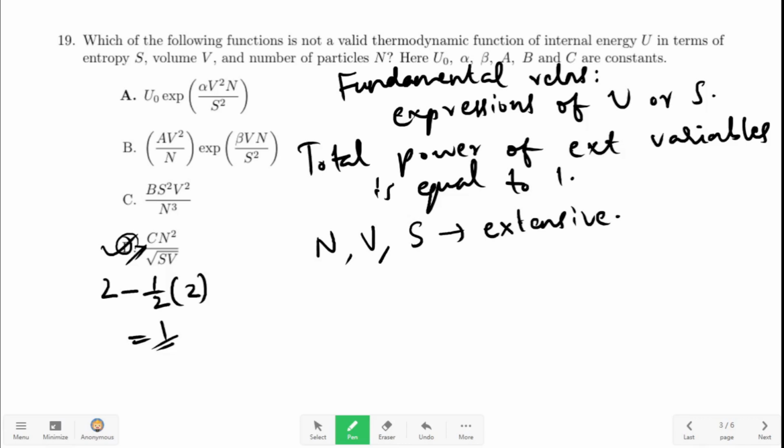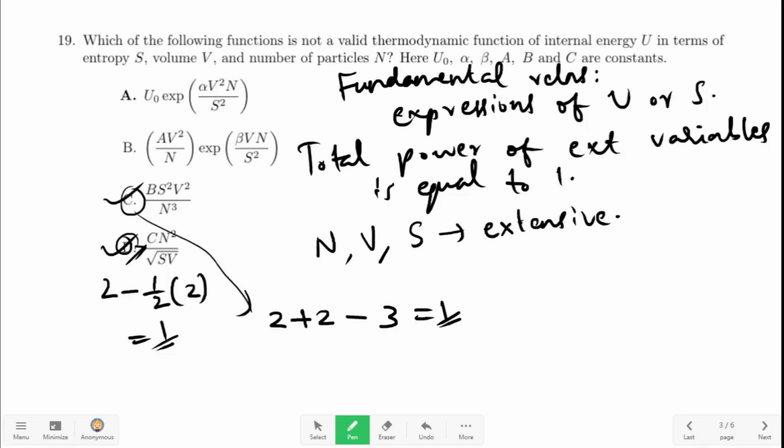In the case of option C, we have B is constant, power of S is +2, power of V is also 2, power of N is -3, so total power is 1. This is also a valid thermodynamic function.